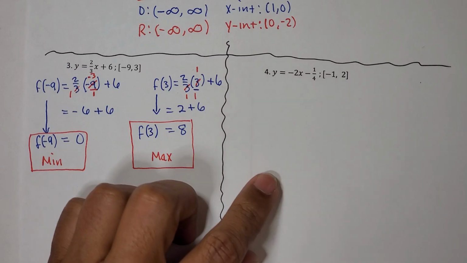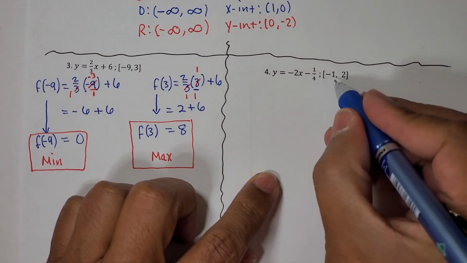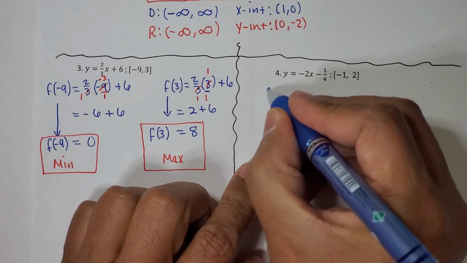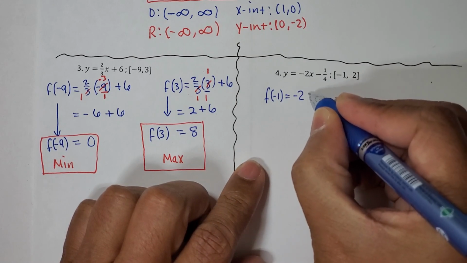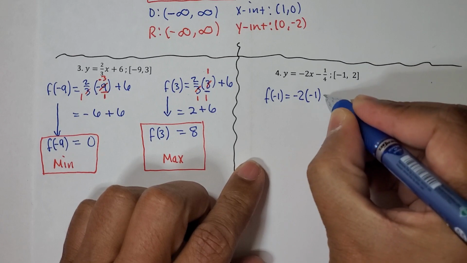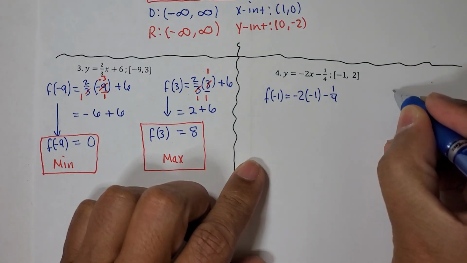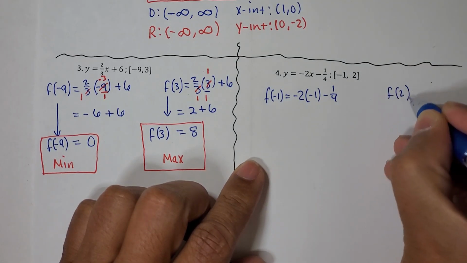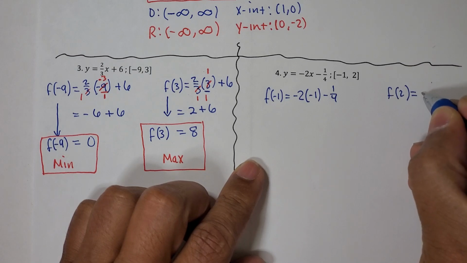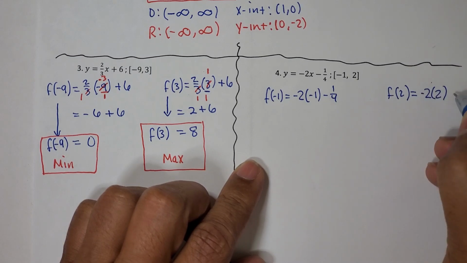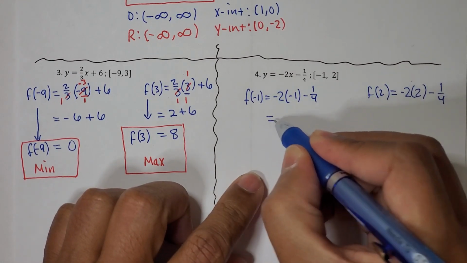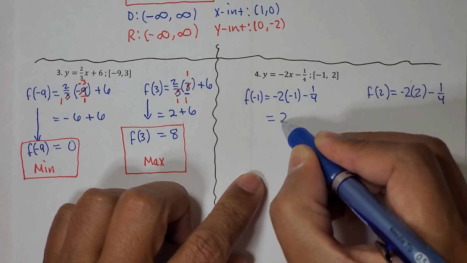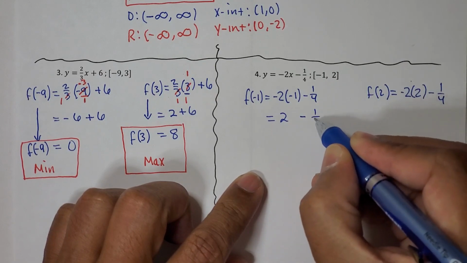Same thing here. I'm going to do f of negative 1. Okay, so f of -1 equals -2 times -1 minus 1/4. And then this one is going to be f of 2 equals -2 times 2 minus 1/4. Okay, so then this is -2 times -1, positive 2, minus 1/4.